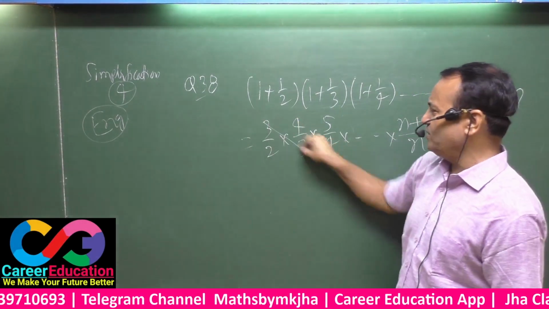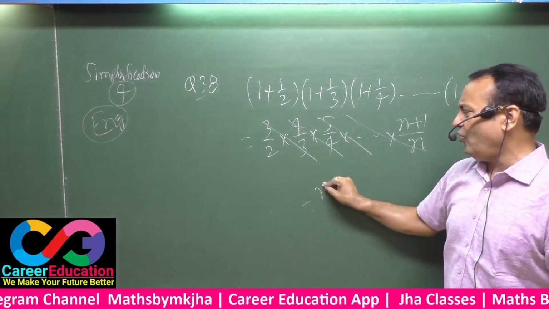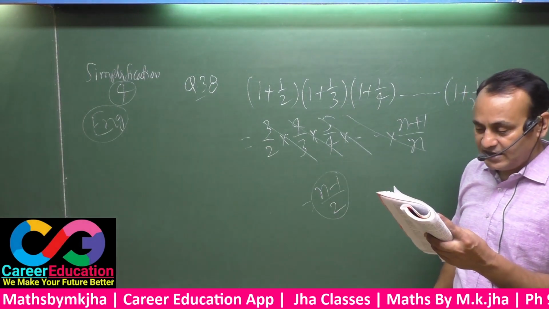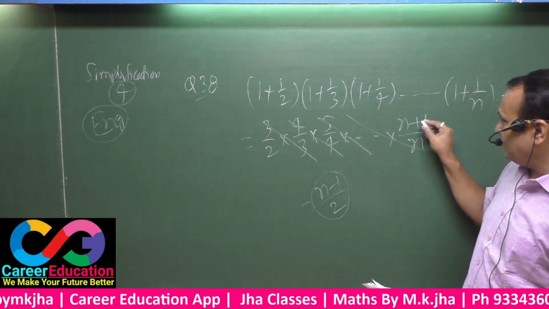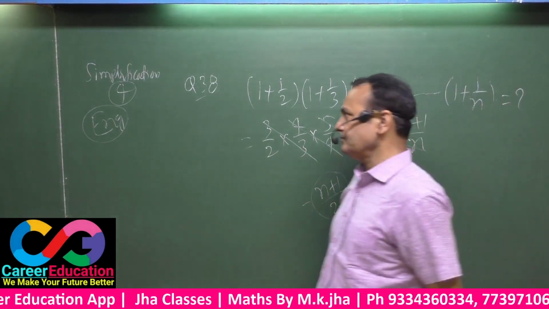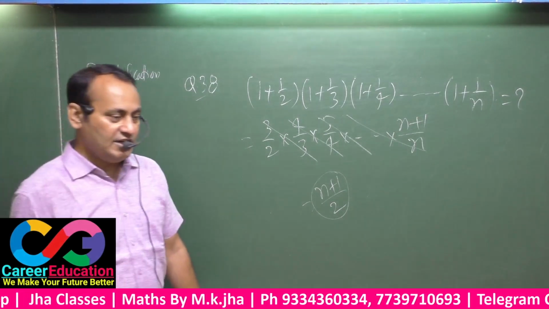That means this will be cancelled, this will be cancelled, this will be cancelled, this will be cancelled, and only n plus 1 by 2 remains. This is your final answer. N plus 1 by 2. Note down. Thus you got the answer of question number 38 as well.